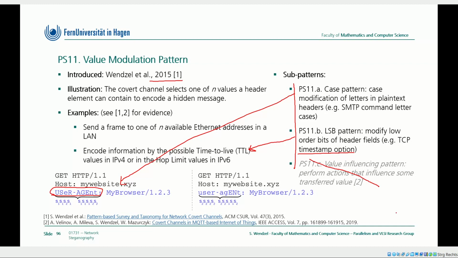The value influencing pattern is one where the covert sender performs some actions to influence the transferred value indirectly. See this paper here for some more information on that. I think the idea is good, but in my opinion, it should not be kept as a real pattern because it's more or less an indirect channel. And as you will see soon when I discuss the revised version of the taxonomy, one would need to split between embedding and representation of the hiding patterns that are applied. Same for the temperature pattern that we've already seen.